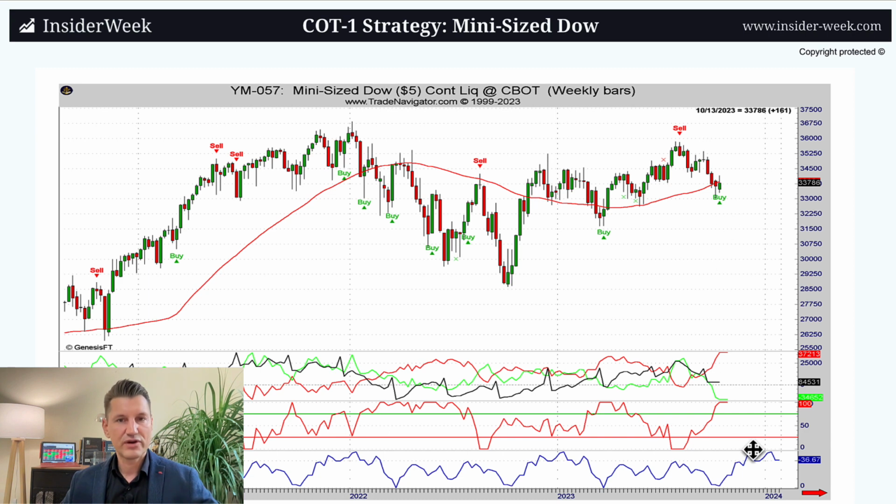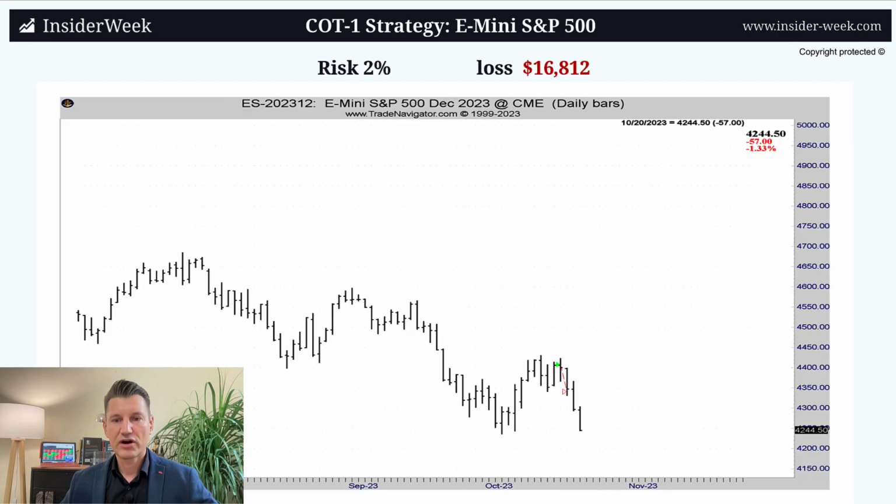Also, the seasonal trend until the end of the year is in an upward trend. So it was a very good setup on the weekly chart, and I changed from the weekly to the daily chart to make my entry. For that, I waited for a trend change as my entry pattern and opened a long position here with 2% risk.